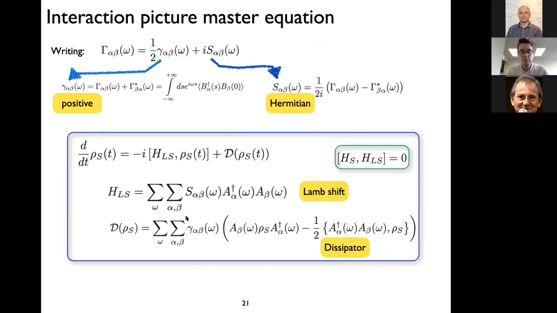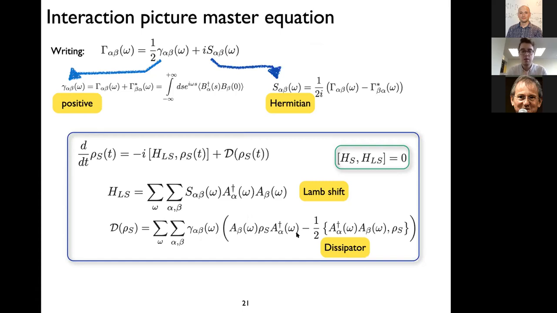Okay, and just to reiterate, these non-negative coefficients gamma appear here, and they define transition rates or decay rates of our open system, and these eigen operators that we introduced define the Lindblad operators that I introduced earlier, when we talked about the general construction of the quantum master equation.